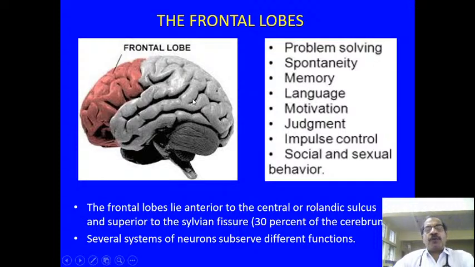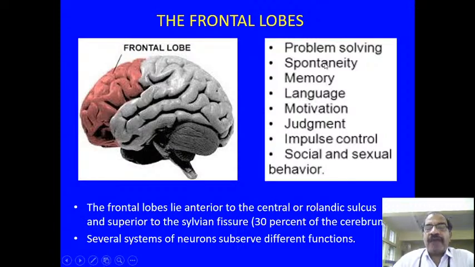So if you look at the overall functions of the frontal lobe, these are the different functions served by the frontal lobe. One is the higher mental functions or cognitive functions, what is called problem solving, and spontaneity, meaning whenever something is there outside, whether it is sensory input, auditory input, or some interaction with the surroundings or human beings.